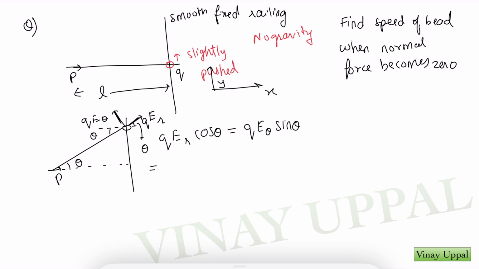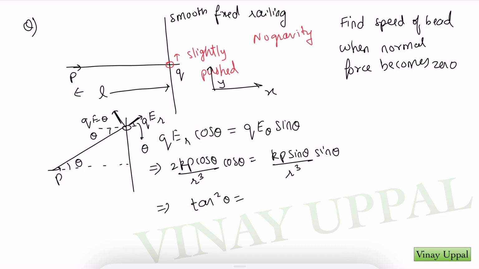Alright, so we'll just substitute E_r, which we found to be 2kp cos theta by r cubed, which should equal E theta, which was kp sin theta by r cubed. So basically I'll have tan squared theta is 2, so let me just write tan theta as root 2. Now at this particular angle theta we want to find the speed of the bead. So we can conserve energy. Let's do that on the next page.